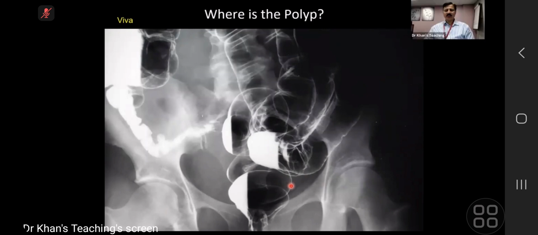Decubitus. Go back to the basics, and this is what happens, because I'm sure you might not have done a barium enema since years and years, that you take decubitus films, right side down, left side down. And this is a classical exam scenario where the examiner is expecting you to tell them which film it is. And this is a decubitus film.